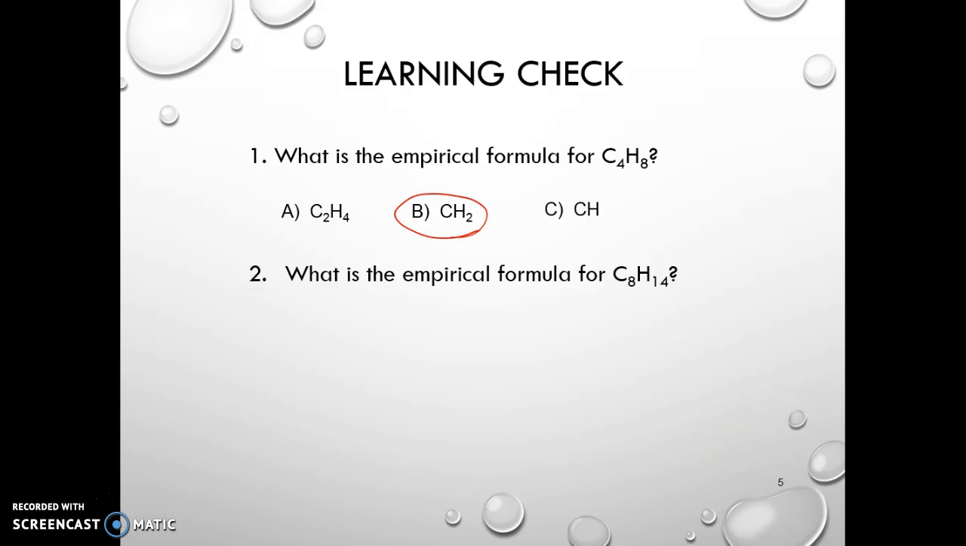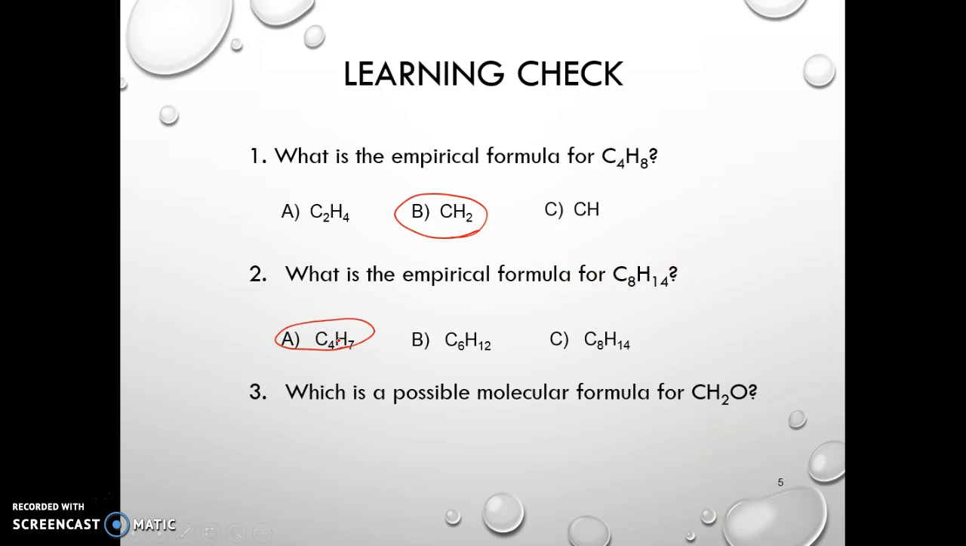What is the empirical formula for C8H14? Well, is it C4H7, C6H12, or C8H14? So C implies that we can't divide it at all. B, I have no idea. So 8 and 14, they both have a 2 in common. Divide by 2 and we get 4 and 7. So there is the correct answer for the empirical formula.